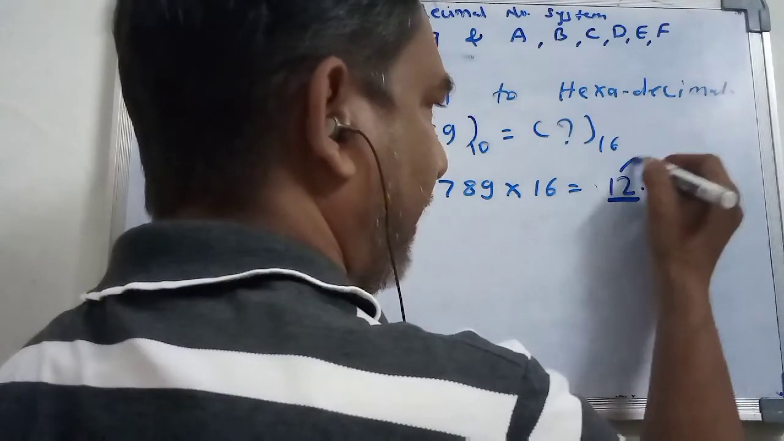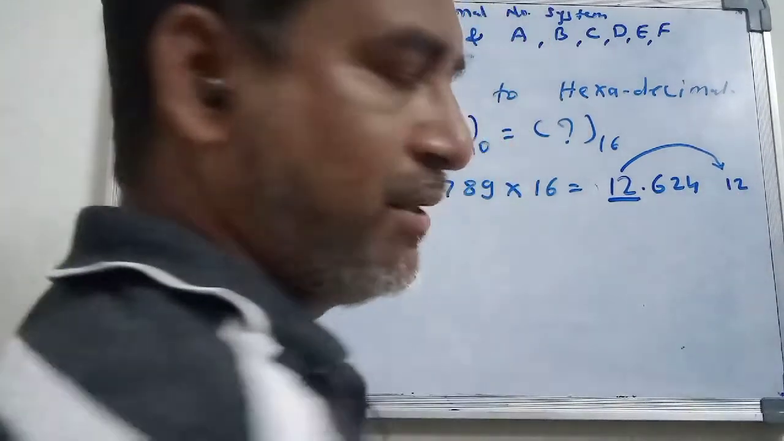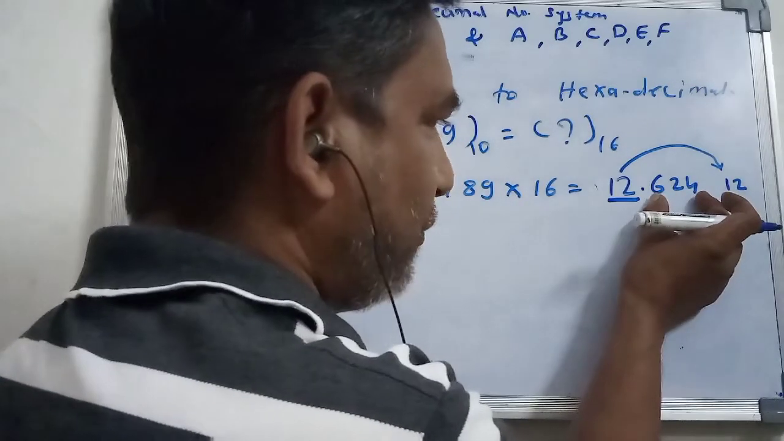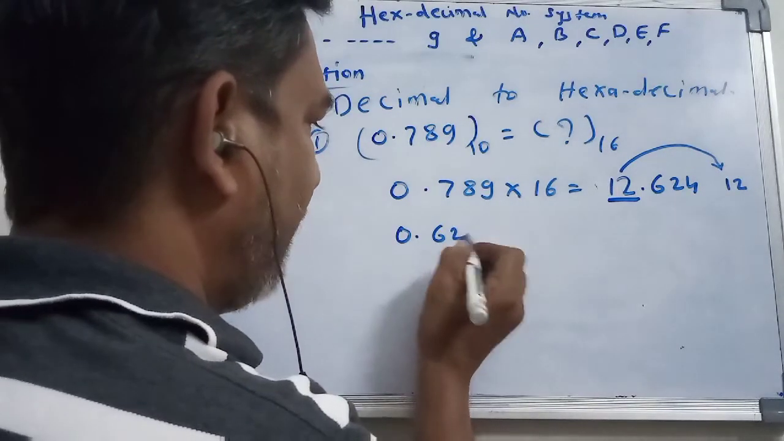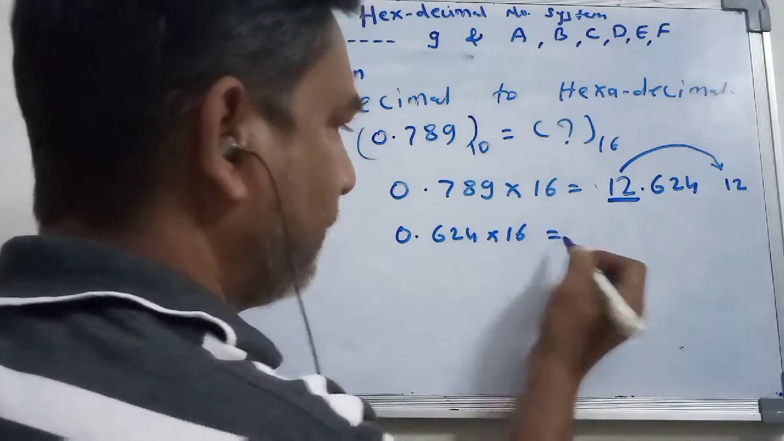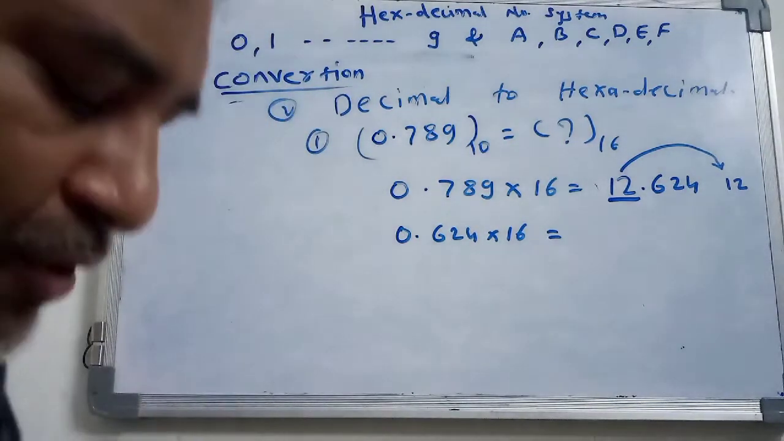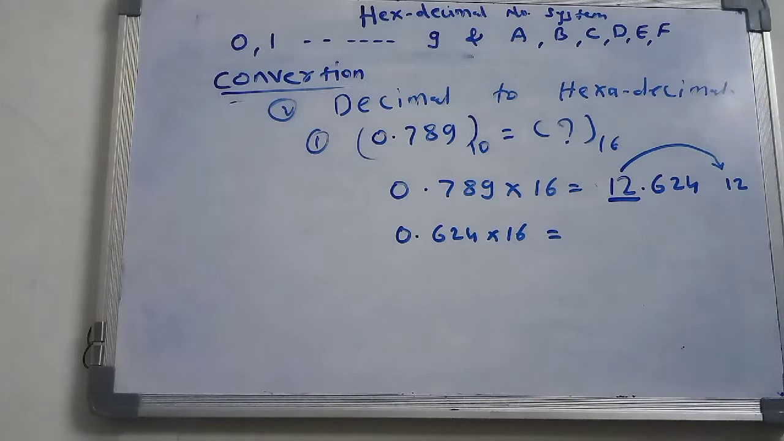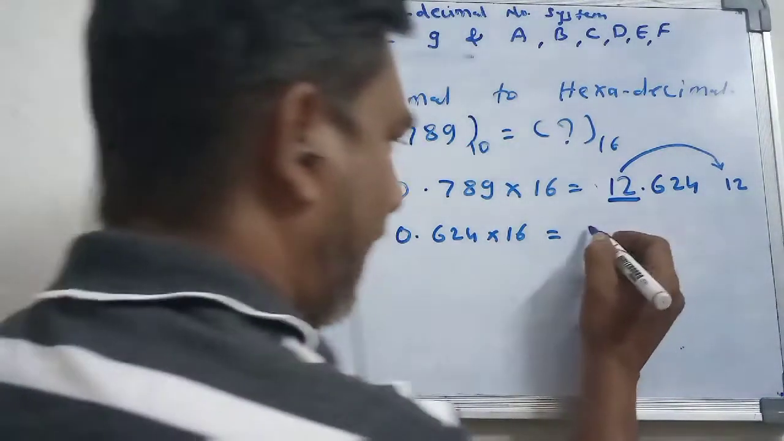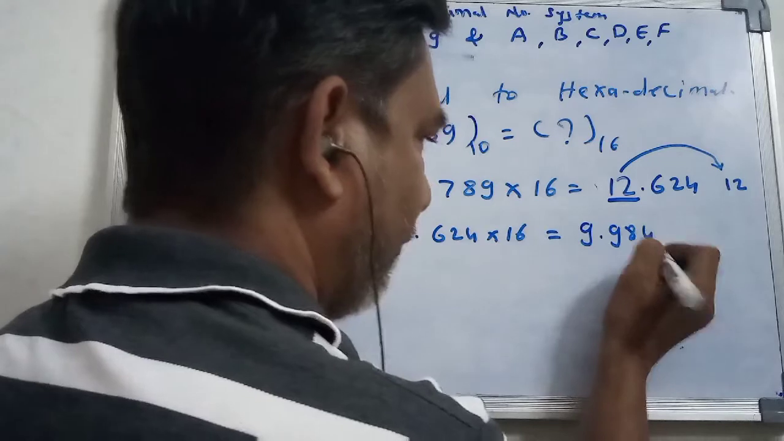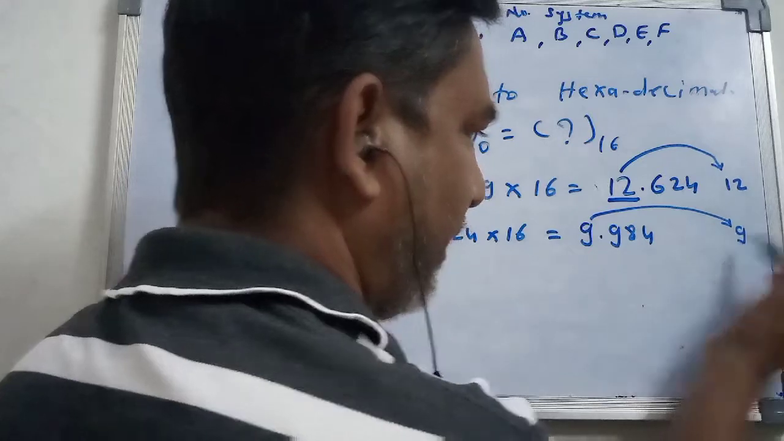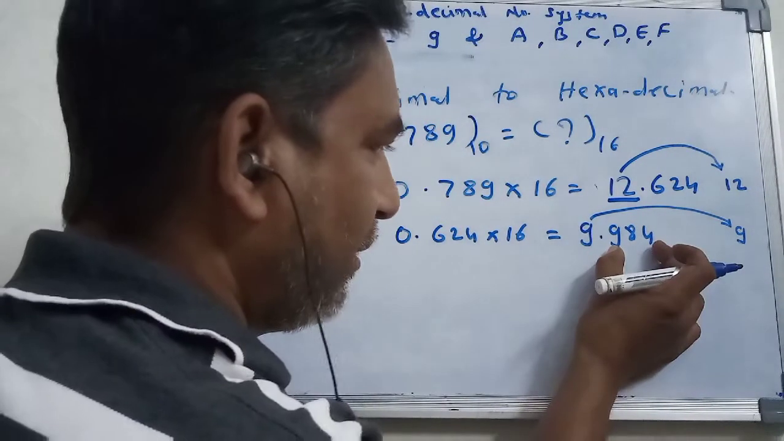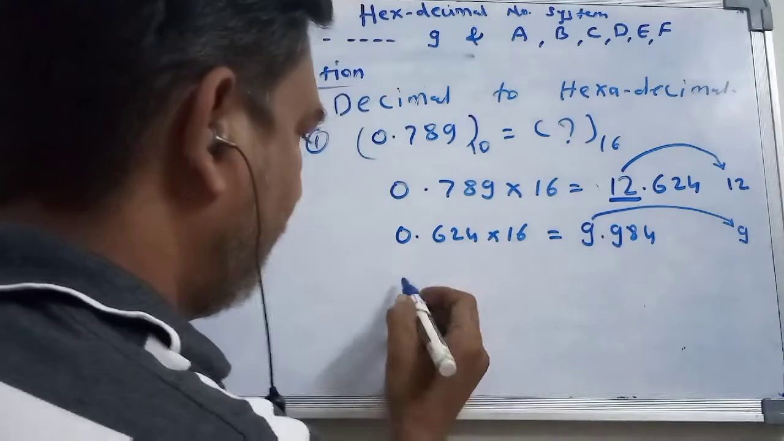This 12 you take outside and write down here as a carry, and this number is nothing but 12. What remains here? 0.624. Then 0.624 multiplied by 16 is equal to 9.984. This 9 you take outside, so here you get 9. What remains? 0.984.